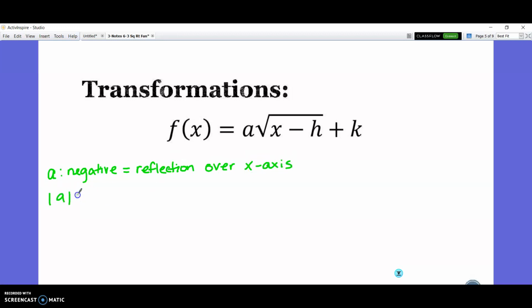If the absolute value of A is greater than 1, vertical stretch. Absolute value of A is between 0 and 1, vertical compression.